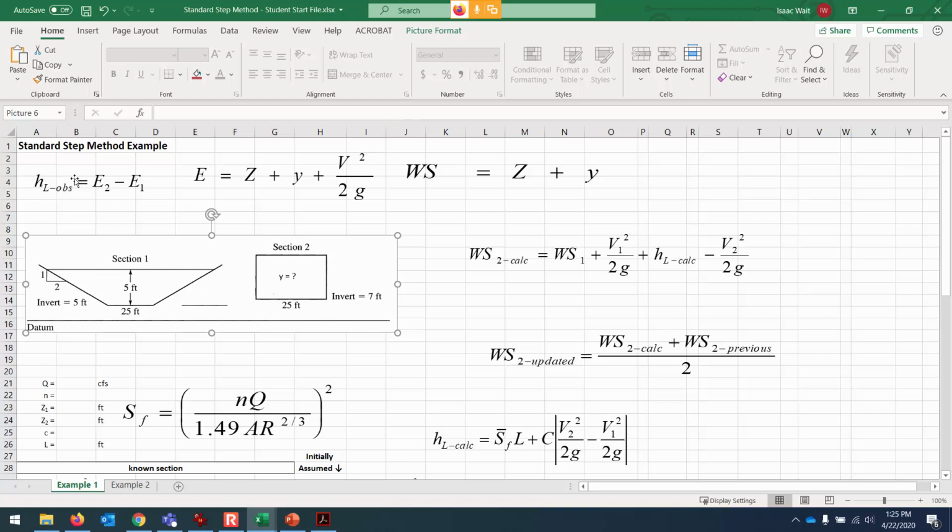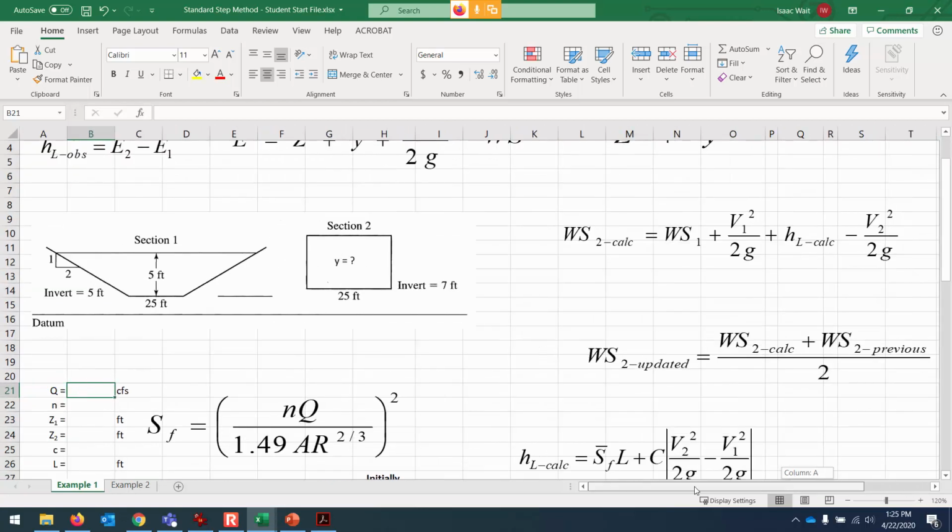All right, so let's put in some of the information that we know and start filling in this template. The flow rate, let me zoom in a little bit. It's 1,000 cubic feet per second.